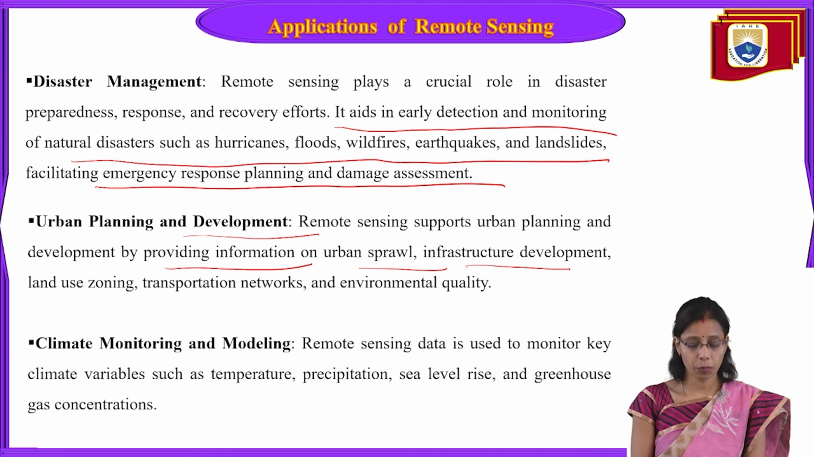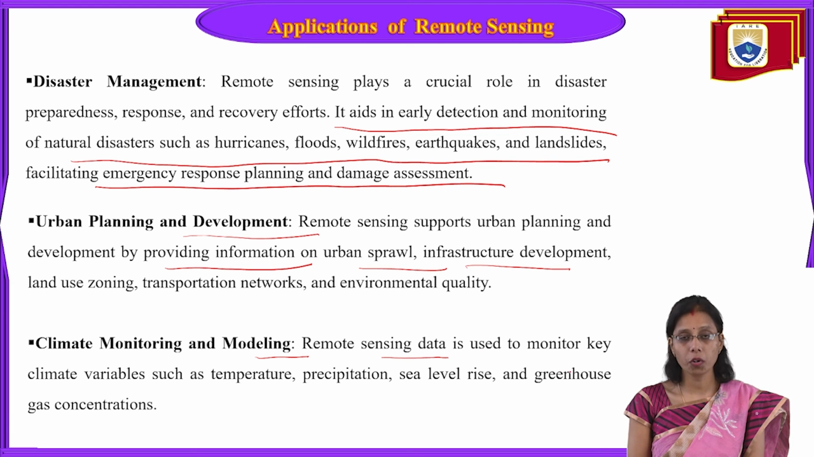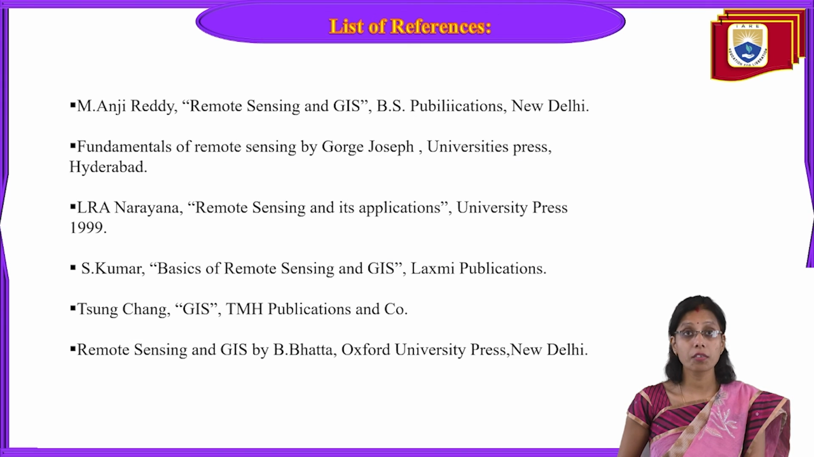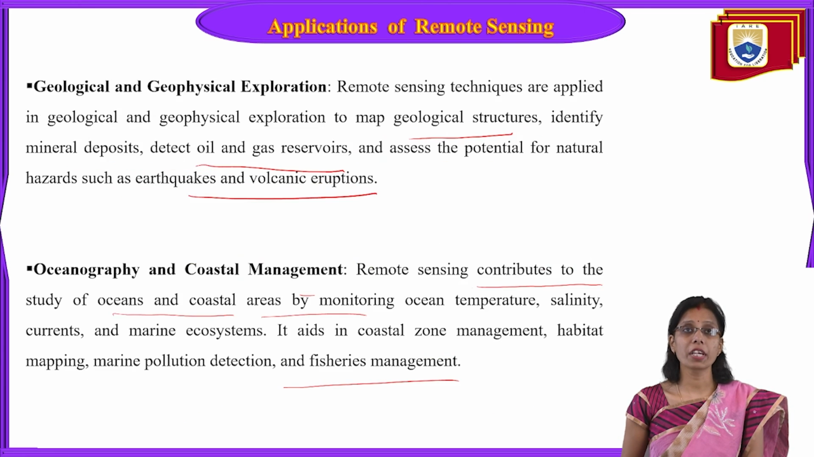Next, we have climate monitoring and modeling. So remote sensing data is used to monitor key climate variables such as temperatures, precipitation, sea level rise, and greenhouse gas concentrations. All this we are able to find out with the help of the remote sensing process. So I think these are a few of our applications.